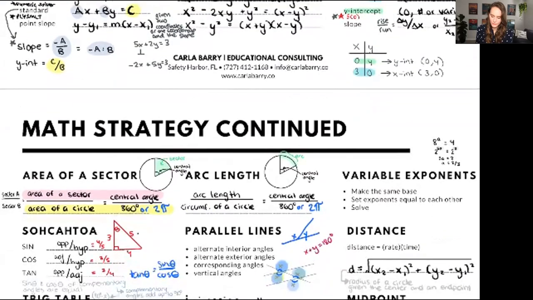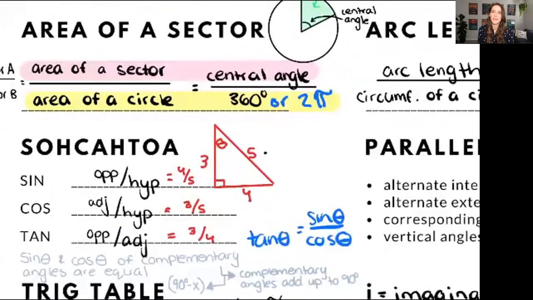SOHCAHTOA, you will need to know just the very basics of trig. So trigonometry, pre-calculus does not get that complicated on the SAT. So we have our old favorites. Sine is opposite over hypotenuse, cosine is adjacent over hypotenuse, tan is opposite over adjacent. Tan theta is going to be sine theta over cosine theta.